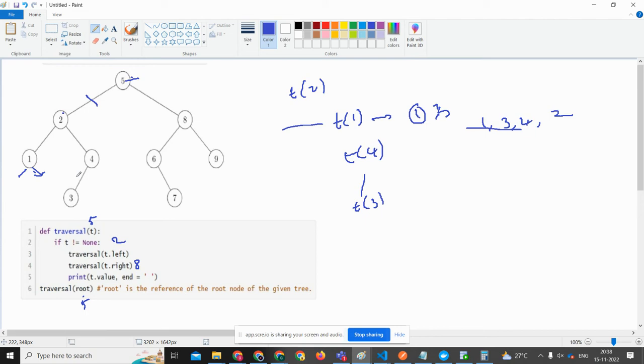Others, are you guys able to follow what is happening so far? Mahi, are you able to understand? Any doubt? Yeah, please ask.